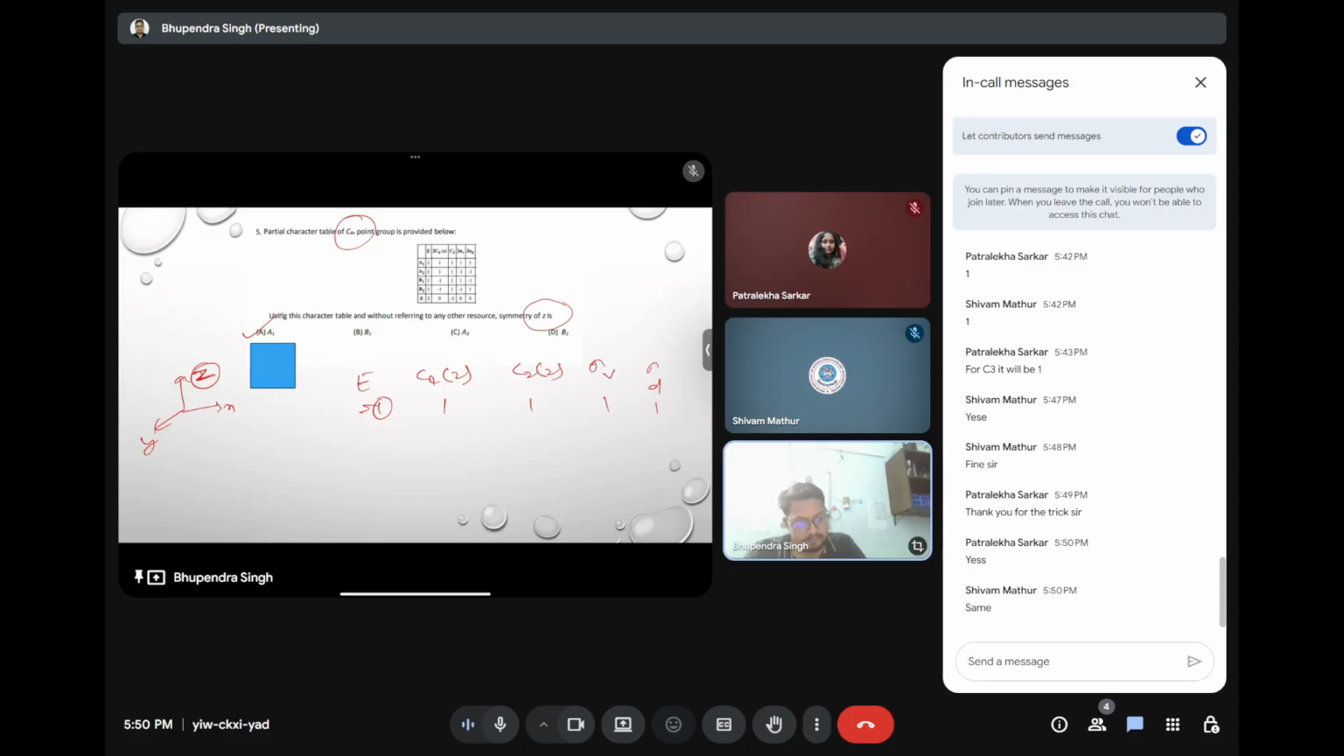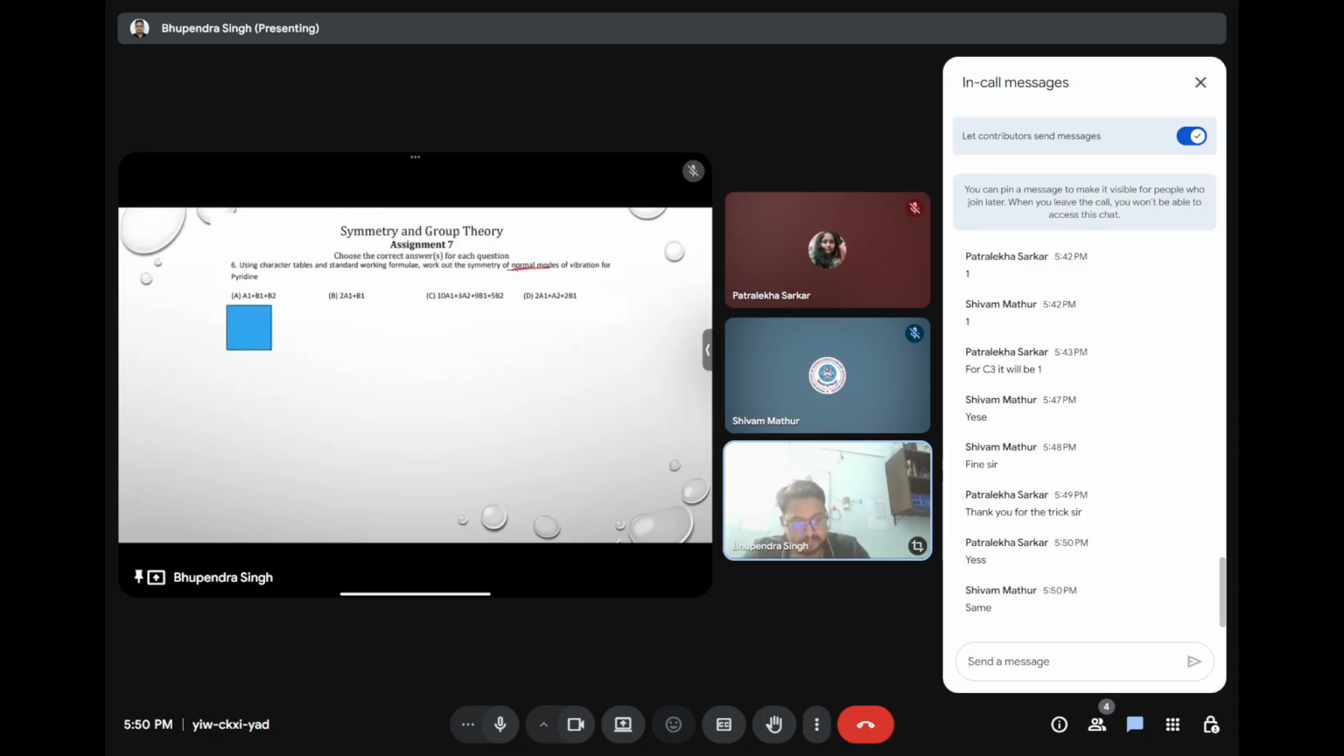Using the character table and standard formulae, work out the symmetry of normal modes of vibration for pyridine. Okay, they are not asking for IR active normal modes. One thing you can do is try pyridine first.